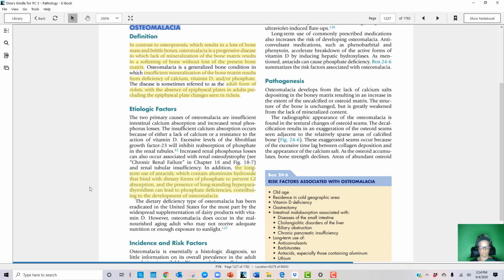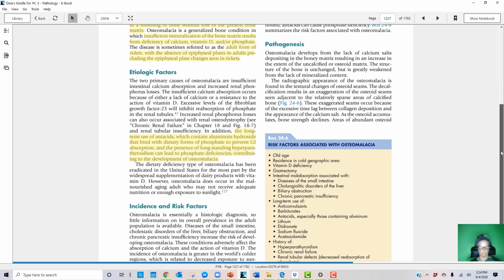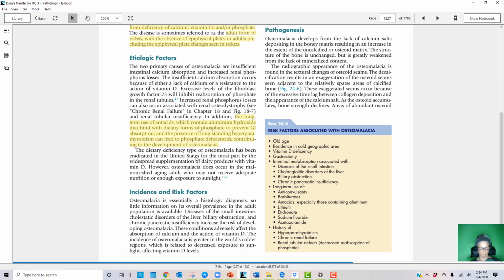The dietary deficiency type of osteomalacia has been eradicated in the United States for the most part by the widespread supplementation of dairy products with vitamin D. However, osteomalacia does occur in the malnourished aging adult who may not receive adequate nutrition or enough exposure to sunlight.